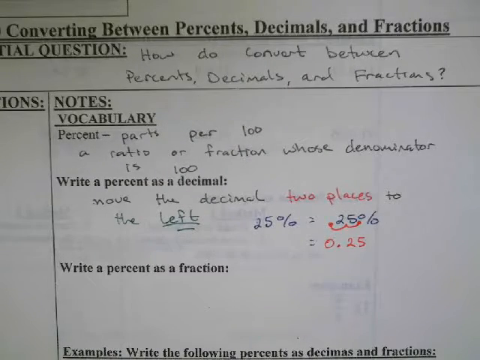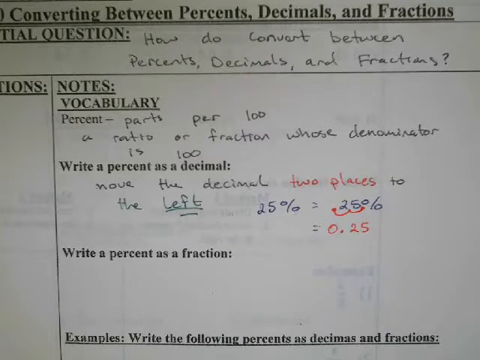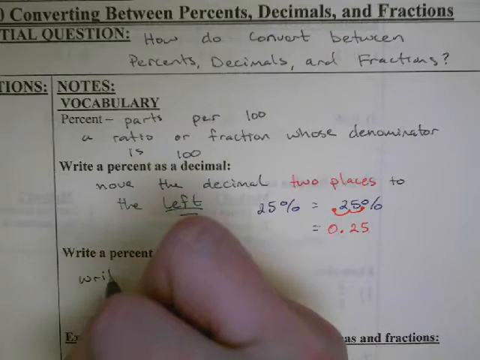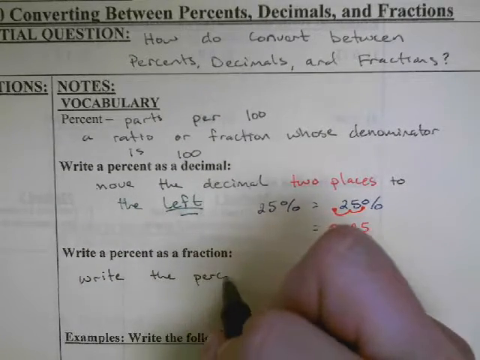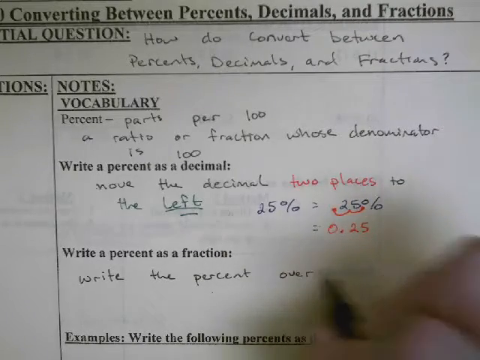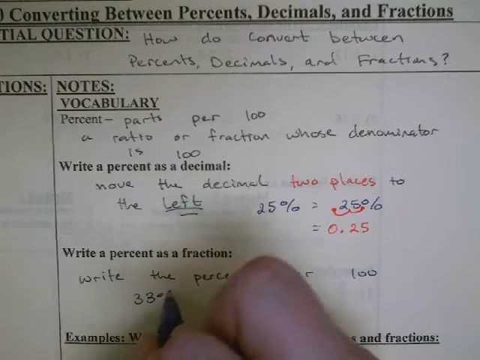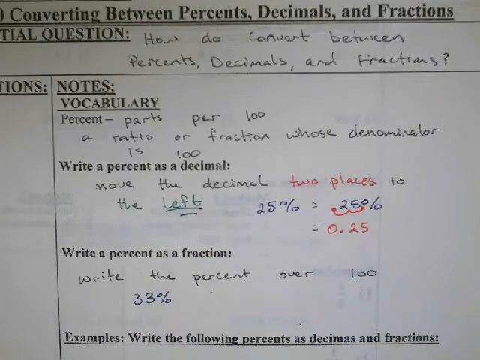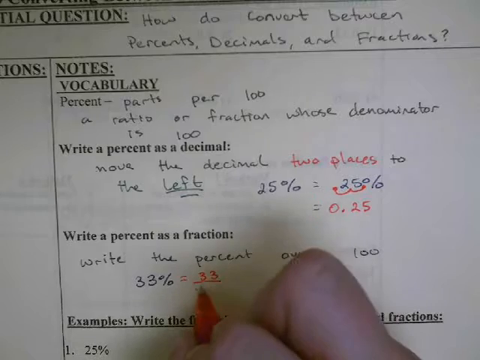And to write a percent as a fraction, write the percent over 100. So if I had 33%, I would write it as 33 over 100.